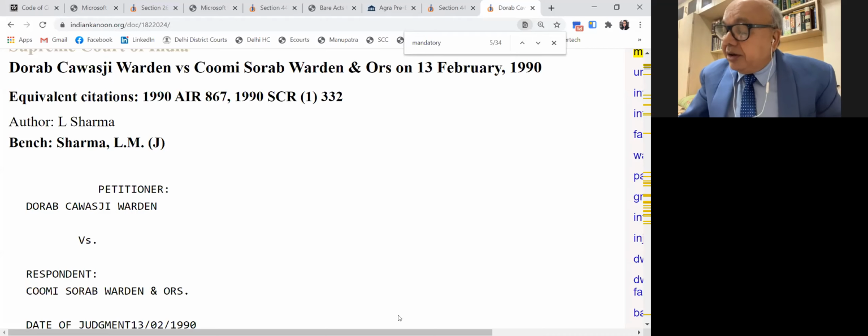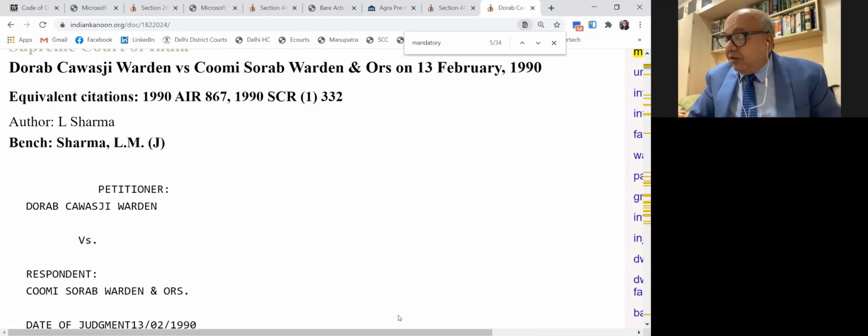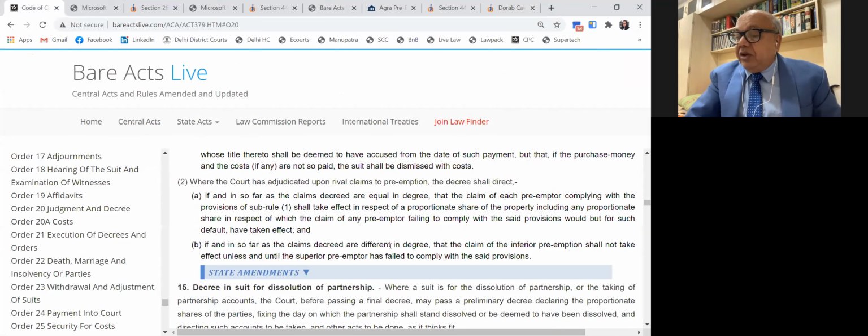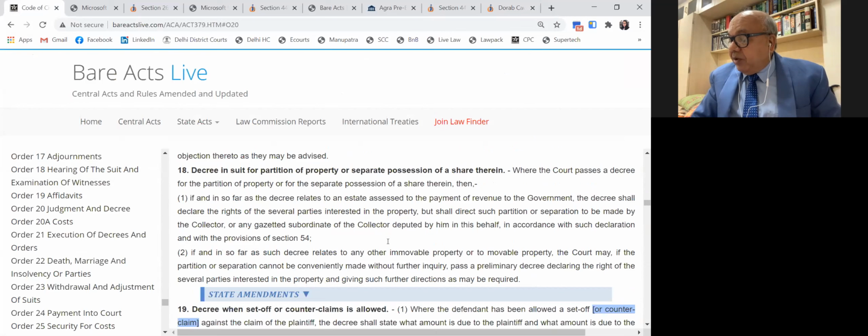Then we already learned Order 20, Rule 15, about partnership. I won't be specific again. Then Rule 16 speaks of accounts between principal and agent. Then Rule 17. Then see, Order 20, Rule 18: decree in a suit for partition of property or separate possession of a share.